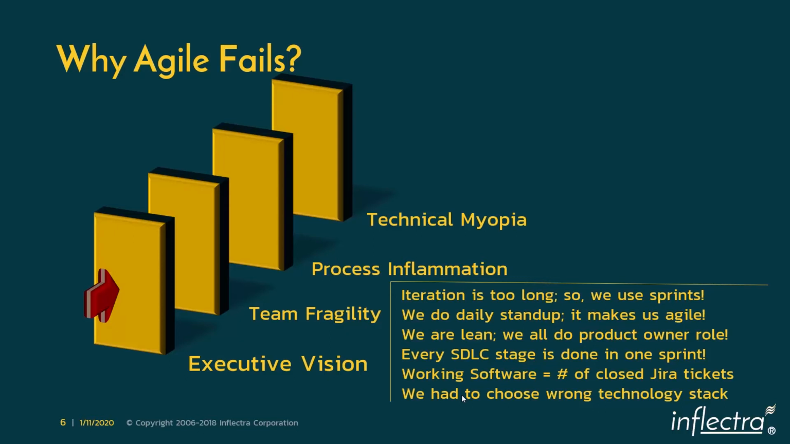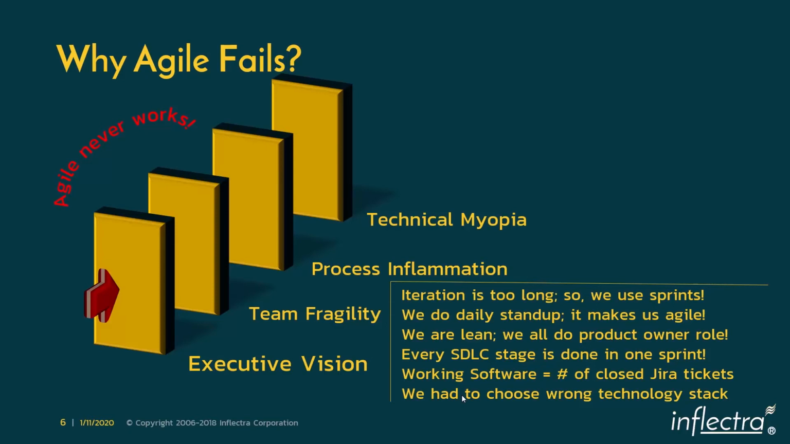We are trying to see how many tickets we are closing. As a result, we are basically saying that working software is the result of all the work that is already done in Jira, right? And then we had to choose the wrong technology stack. We were not allowed to pick our own technology stack. Executive management said this, and so we picked this, and now we are where we are because of what we had chosen. So these are all reasons why many times people say Agile is not working, or you can observe these as patterns, right?